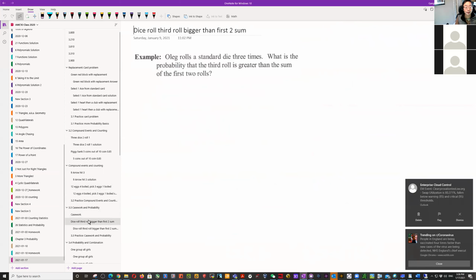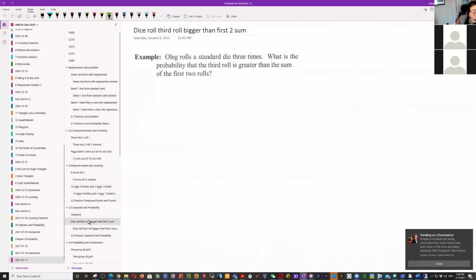And so Oleg rolls a standard die 3 times. What is the probability that the third roll is greater than the sum of the first 2 rolls? So basically, this type of problem, you have to do it with casework because it's actually a very complex event. You imagine, if you roll a 6 in the first roll, there's no way you can have a third roll that's bigger than both first and second. So we actually have to do casework, like, let's build up from the lower end.